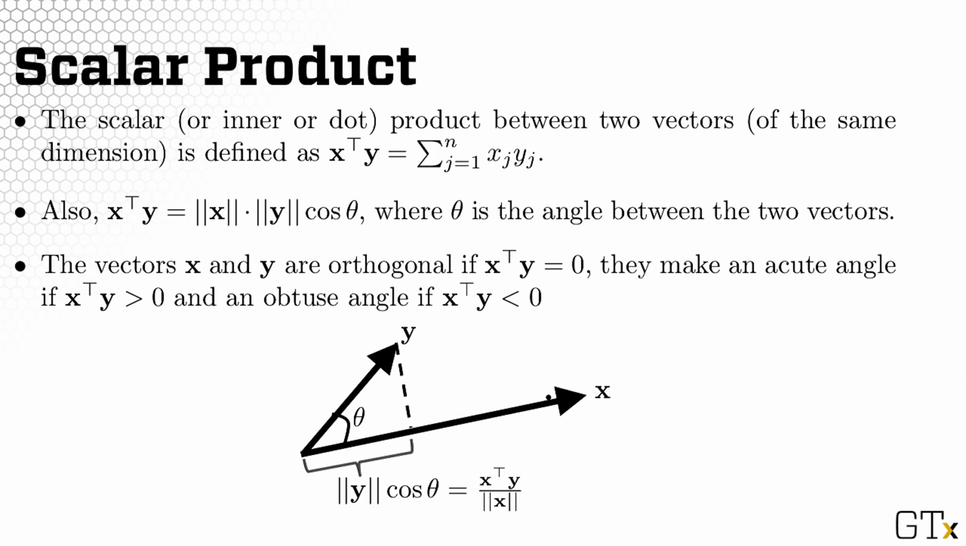Okay, so from this expression, we can see that two vectors are orthogonal, which means that they make a 90-degree angle, if their dot product is 0. They make an acute angle, which means an angle less than 90 degrees, if their dot product is positive, because cos of an angle less than 90 degrees is positive. And an obtuse angle if their dot product is negative, which means that the angle between the two vectors is obtuse.